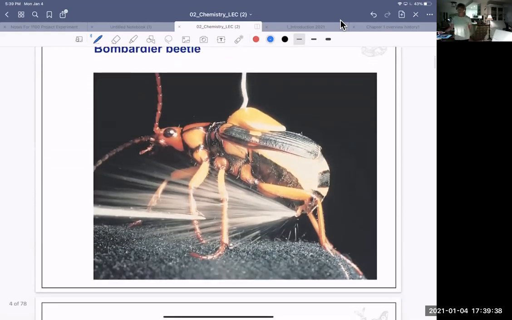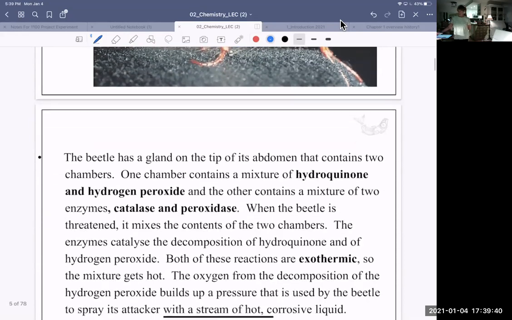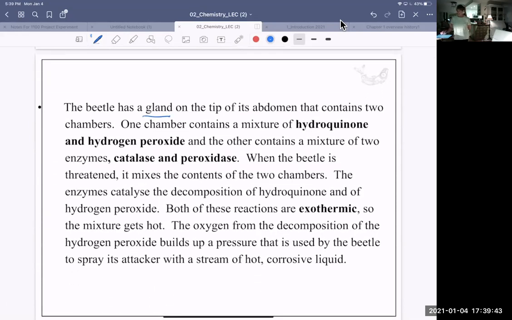The bombardier beetle that you just saw has a gland on the tip of its abdomen that contains two chambers. One has hydroquinone and hydrogen peroxide, and the other has a mixture of two enzymes, catalase and peroxidase. So when the beetle was threatened with that ant, which didn't look very threatening, but I guess the beetle felt it was threatening, it mixes the contents of those two chambers very quickly. So the enzymes catalyze the decomposition of hydroquinone and of hydrogen peroxide.